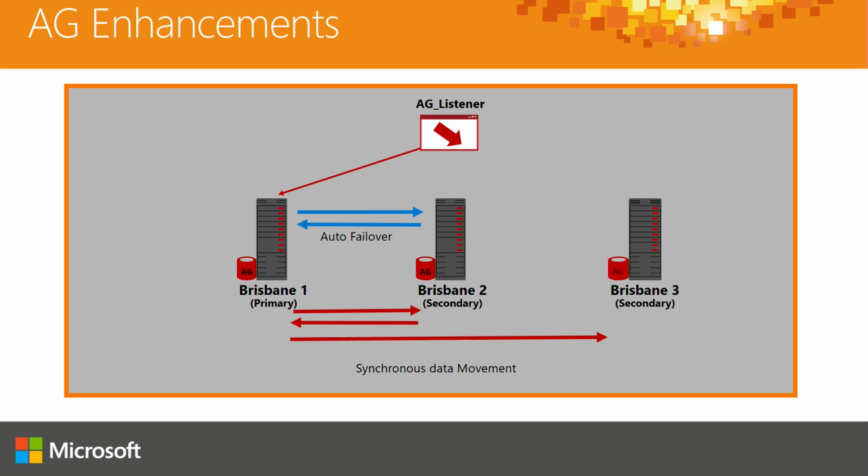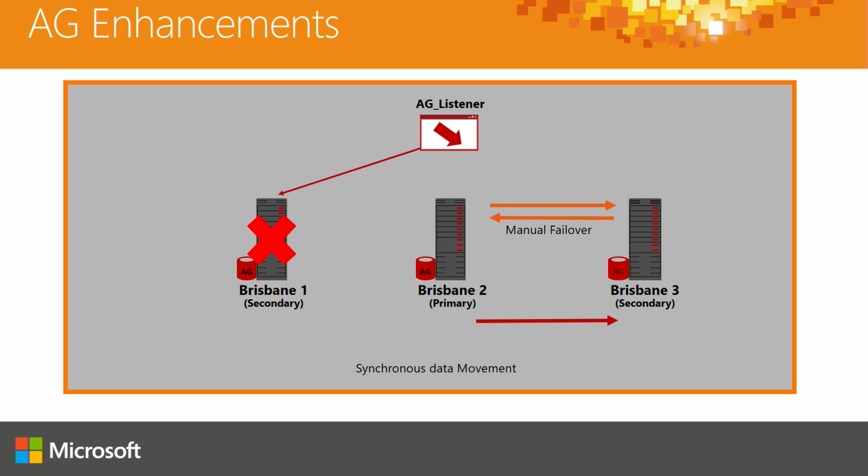Okay, we have 3 nodes in our cluster, and we're set up with 3 synchronous data movement targets, but we only have a limitation of 2 auto failover targets. So if we have a problem and we lose Brisbane 1, we stay up. We've still got the synchronous data transfer between Brisbane 2 and Brisbane 3. However, if we then have a further problem, we have to rely on manual failover.